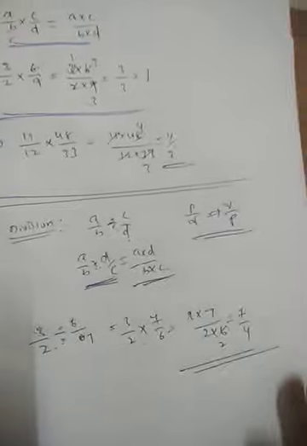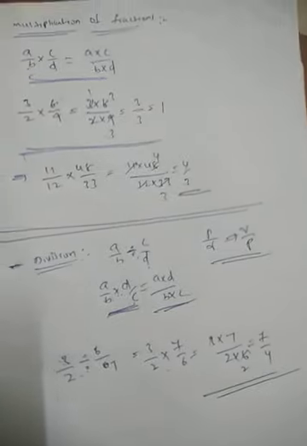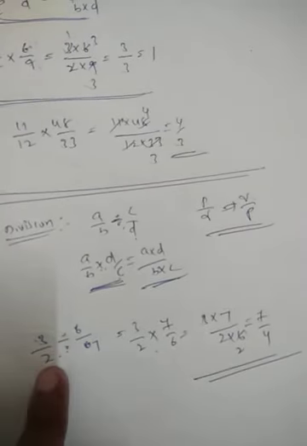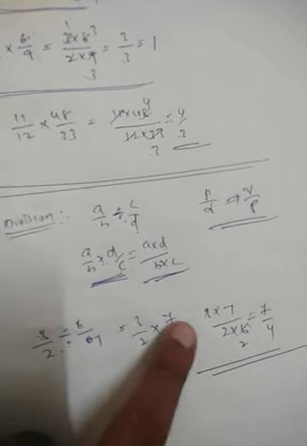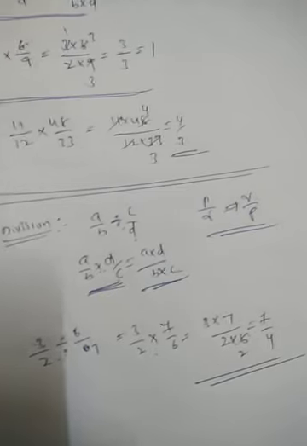How we are going to do: when you are multiplying, multiply the numerators by multiplying the denominators. But when we are dividing, division by a number is multiplication by its reciprocal. So that means division by a number is multiplication by the reciprocal. That means take the reciprocal, multiply the numerators and multiply the denominators. So this is about fraction multiplication.